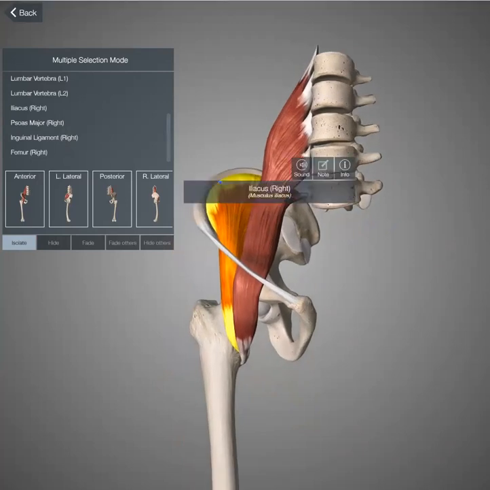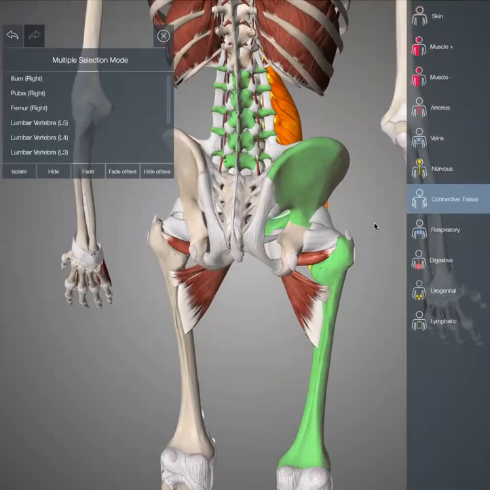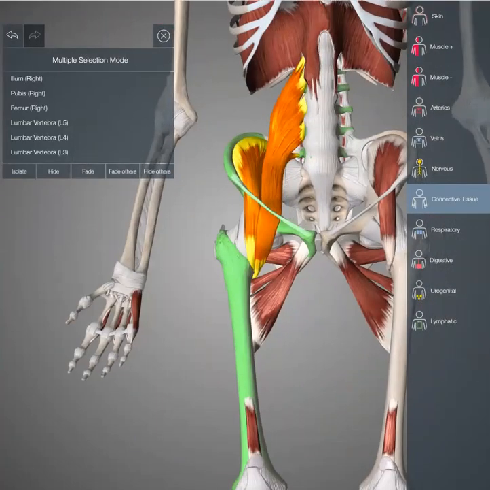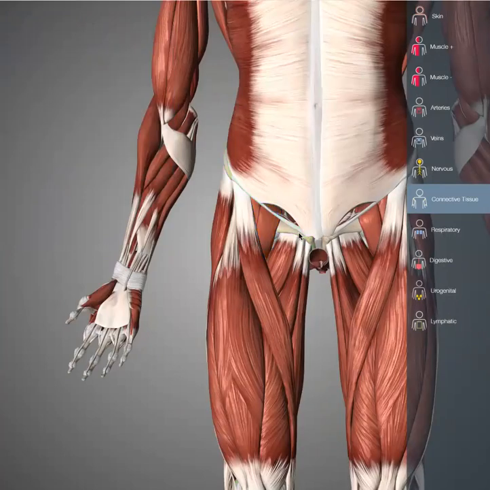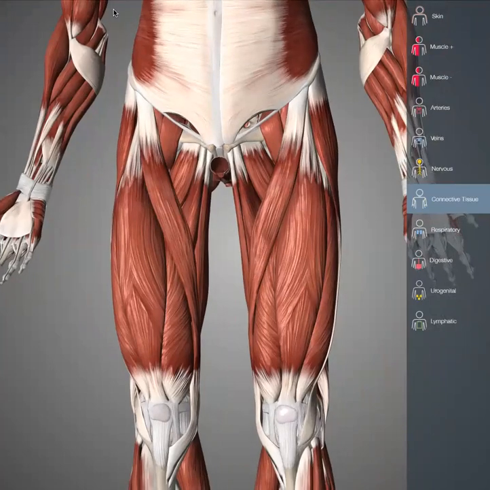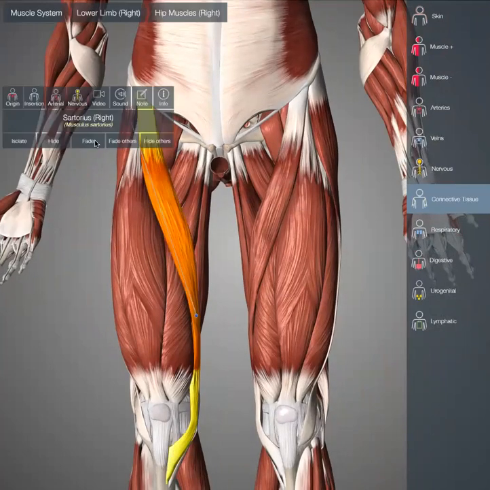All right. Now, the next thing we're going to talk about is something called the quadriceps femoris. Let's reset. Let's remove the multiple selection and we will dive into those muscles. This is the sartorius. Okay. We are not going to be talking about this now because it's not part of the quadriceps femoris.